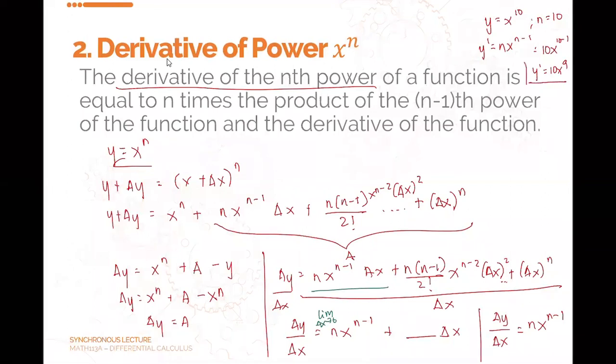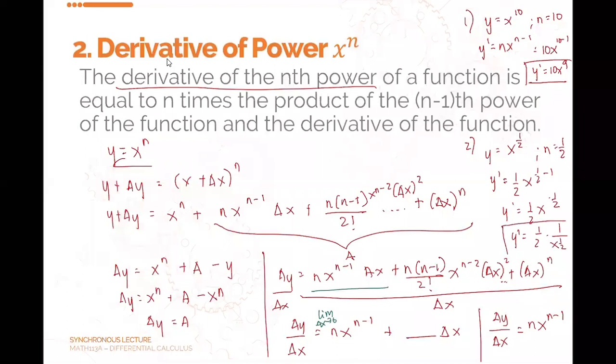Okay? Second example, let's say we have y is equals to x raised to 1/2. So, our n is equals to 1/2. So, our derivative will be 1/2 x^(1/2 - 1), or y prime is equals to 1/2 x^(-1/2). Since it is negative, y prime is equals to 1/2 times 1 over x^(1/2). So, this can be our final answer, or we can make it 1 over 2 square root of x. So, that is how it works for the power. Okay with the power.